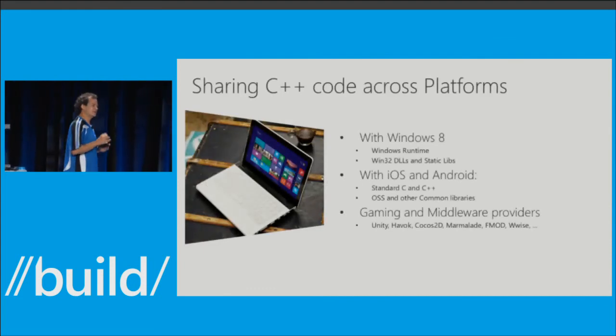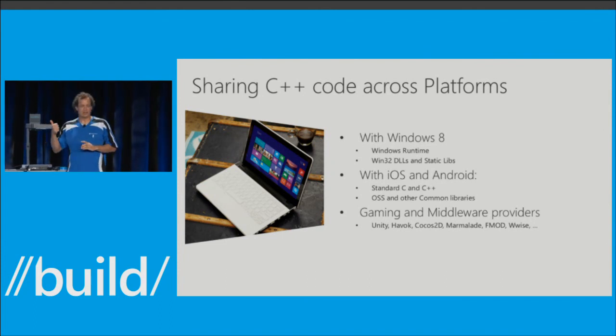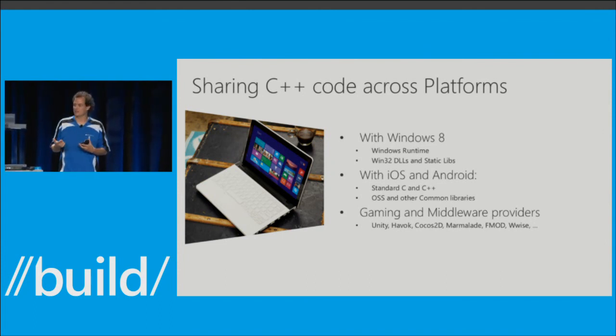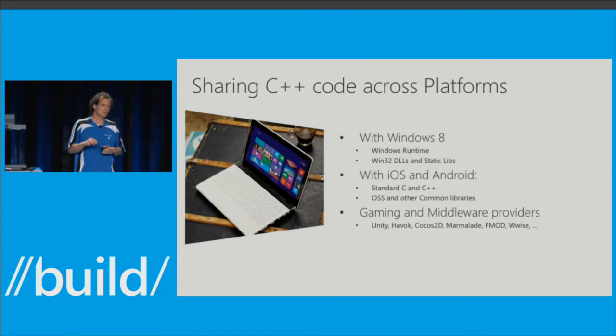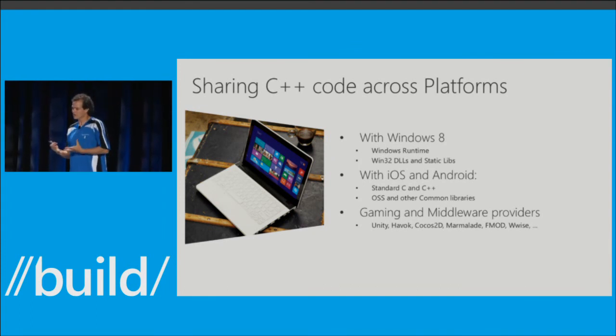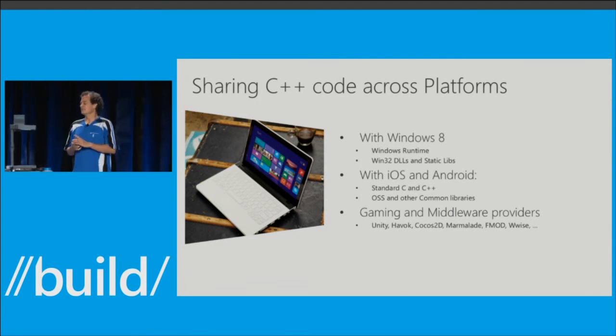Okay, a little bit about sharing C++ code across platforms. So I can write a Windows runtime component and share it with Windows 8. I can also, as in the past, as you would expect, write a static lib or write DLLs and share those with Windows 8 also. With iOS and Android, standard C and C++, OSS, and other common libraries can be shared. So if you're building an app or you're building a game, then with C++ support on Windows Phone, it's far easier to port and share that app across the platforms.